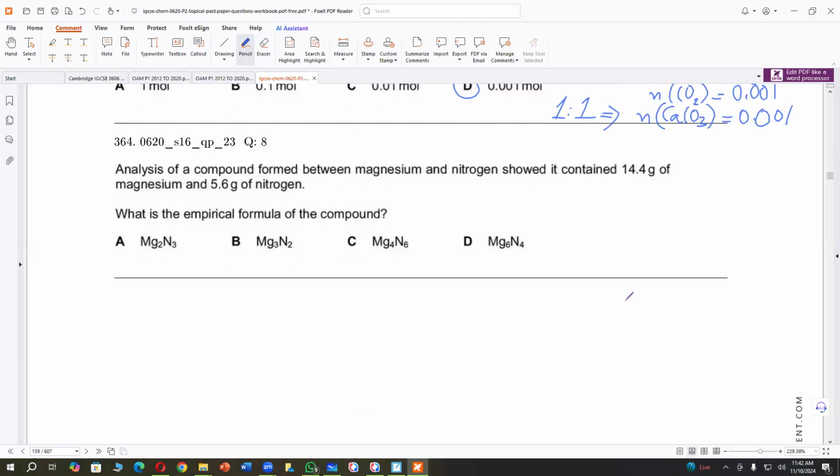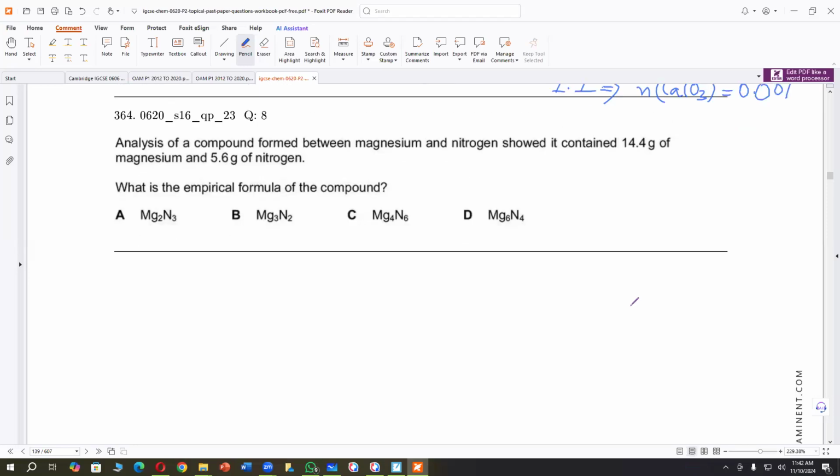Now look at this question. This is also present in your book. Analysis of a compound formed between magnesium and nitrogen. It contained 14.4 gram magnesium and 5.6 gram of nitrogen. What is the empirical formula of the compound? What's the procedure for empirical formula? Let us repeat this one. Please write with me in your book, so you have a habit of writing in the book and you know that you have limited space.